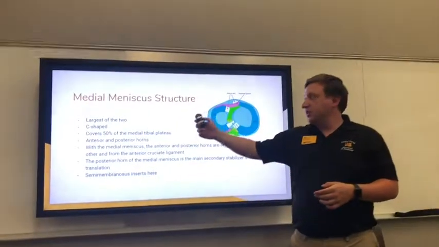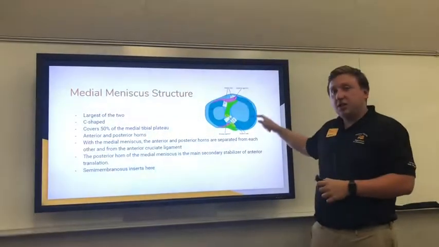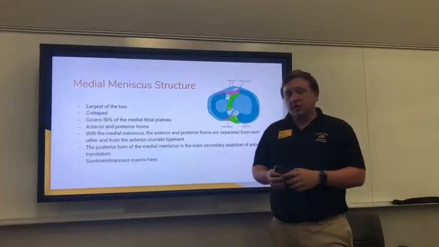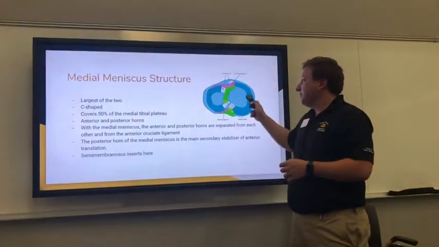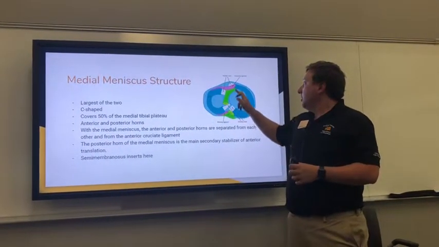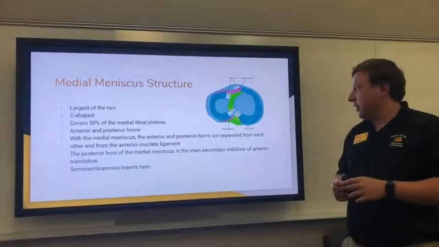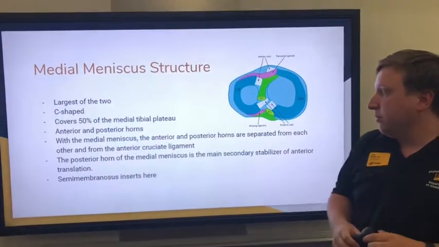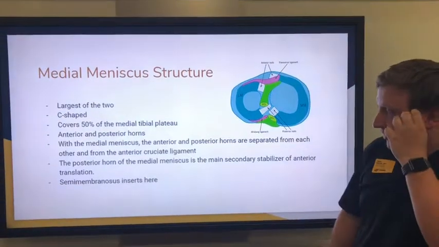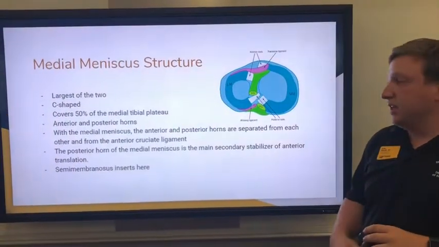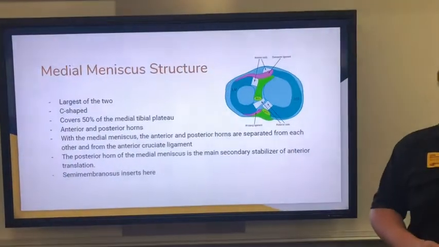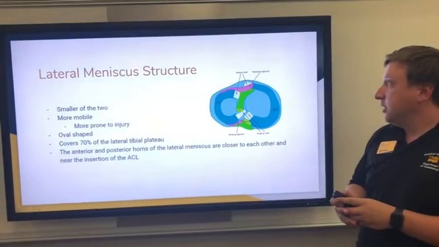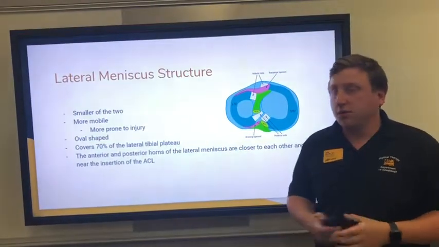So the medial meniscus is the larger of the two. It's more of a C shape, and the lateral meniscus is a little squatter. It covers 50% of the medial tibial plateau, and it has both anterior and posterior horns. The anterior and posterior horns are separate from each other and from the anterior cruciate ligament, or the ACL. The posterior horn of the medial meniscus is the main secondary stabilizer for anterior translation, and the semimembranosus will attach here as well.